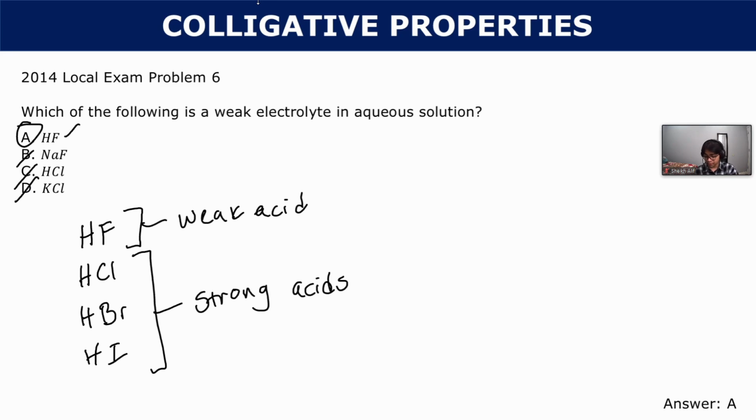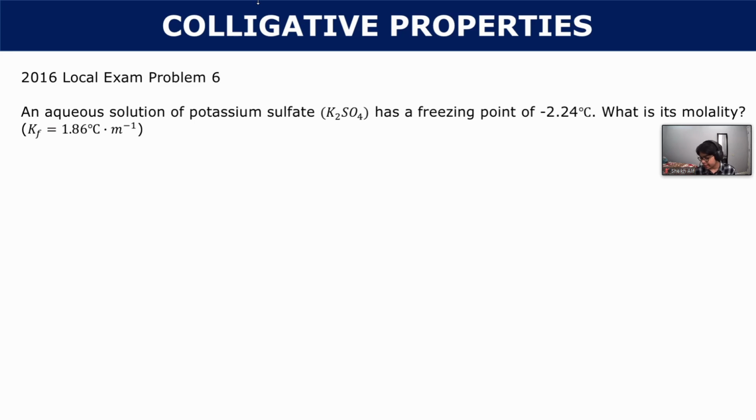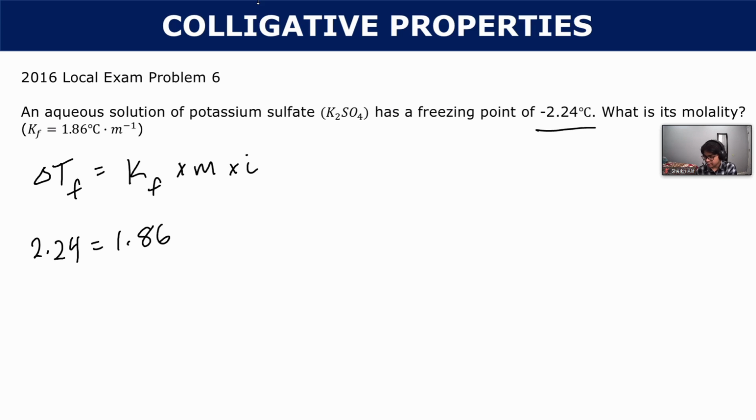Okay, let's move on to the last question. An aqueous solution of potassium sulfate has a freezing point of negative 2.24 degrees Celsius. What is its molality? All right, so let's write out the equation. Since we know that the freezing point is negative 2.24, that means our change in T is going to equal 2.24. We know our Kf is 1.86. We don't know molality and we don't know i yet. Let's try to figure out what the value of i is going to be.